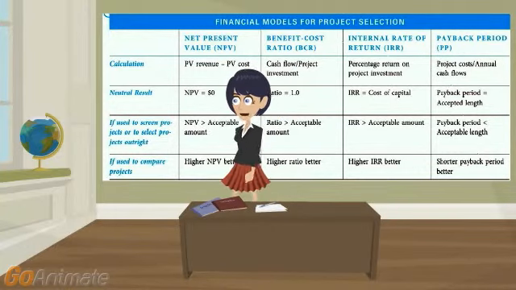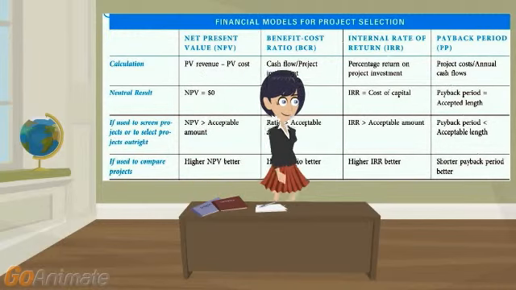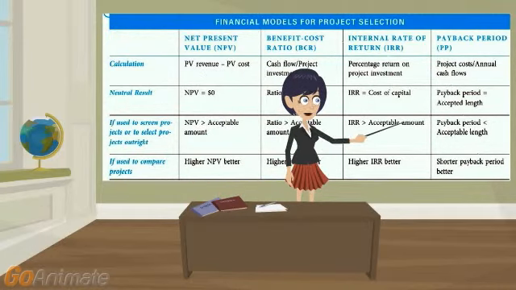The next model is benefit-cost ratio. In the benefit-cost ratio model, the ratio is obtained by dividing the cash flow by the initial cash outflow. A ratio above 1 means the project is expected to make profit. Third is internal rate of return. In this model, the analyst calculates the percentage return expected on the project investments. A ratio above the current cost of capital is considered positive.